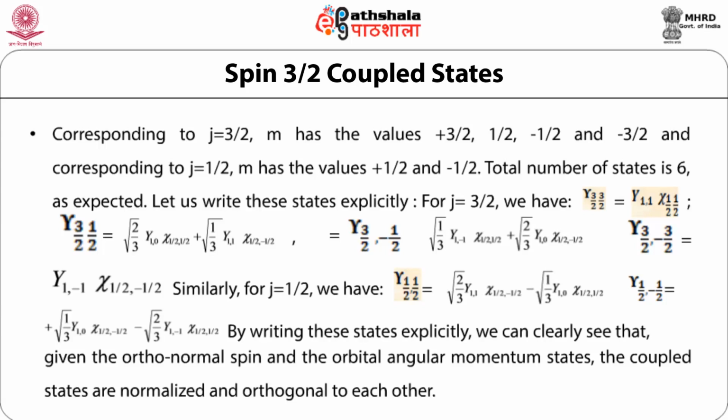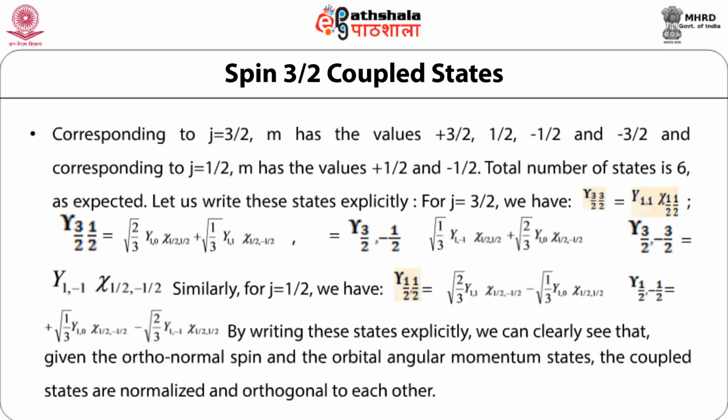The second term for the coupled state corresponding to J equal to 3 by 2 and M equal to half is given by gamma_{3/2,1/2} equal to under the root 2 by 3 times Y_{1,0} times xi_{1/2,1/2} plus under the root 1 by 3 times Y_{1,1} times xi_{1/2,-1/2}.